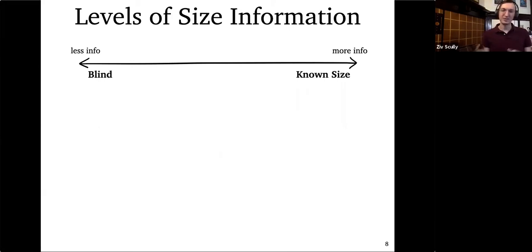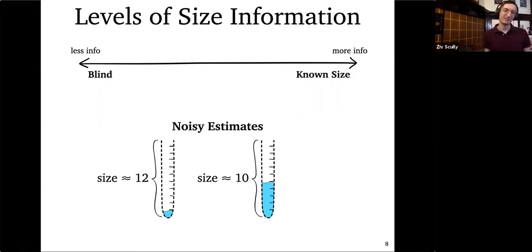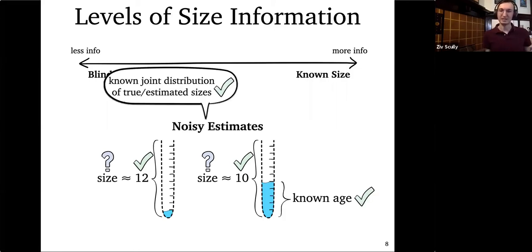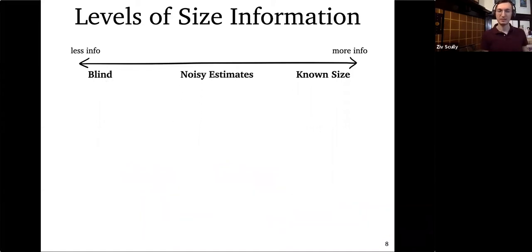Okay, and just to give you a sense of that, there are things in between blind and known size. Here's one example. I call it noisy size estimates. So here, jobs walk into your system, and you're not told their exact size, but you're told a noisy size estimate. This job's size 12-ish. This job's more or less size 10. So here we don't know true job sizes, but we do know the job size estimates. And then like in the blind case, we can still measure each job's age in real time, and we can keep historical data to have a sense of the size distribution. In this case, that distribution is the joint distribution of the true and estimated job sizes. So that's an intermediate scenario between blind and known sizes.